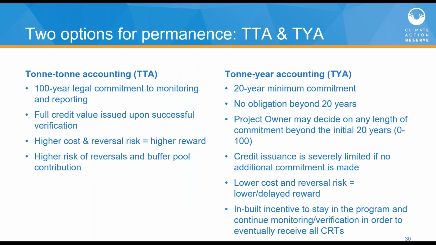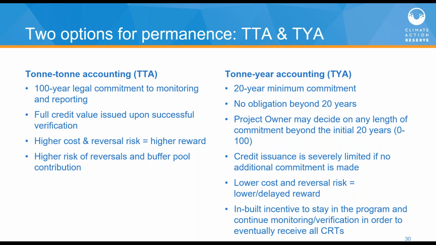So let's talk about how we put this into practice in the protocol. Essentially, this protocol offers you two paths. You can choose your own adventure for crediting and permanence. The first is ton-ton accounting. This is our traditional way of accounting. You make a 100-year legal commitment to monitoring and reporting, keeping that carbon in the project area, and paying back any reversals. If you choose this approach, this is the way the US Grassland Protocol works. You put in a permanent conservation easement and you sign a project implementation agreement with the Reserve.